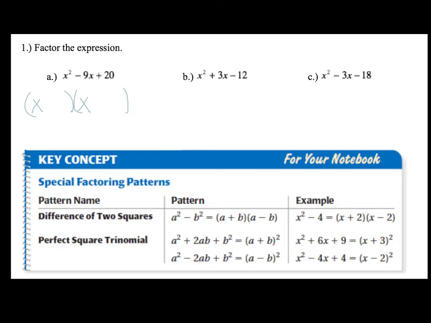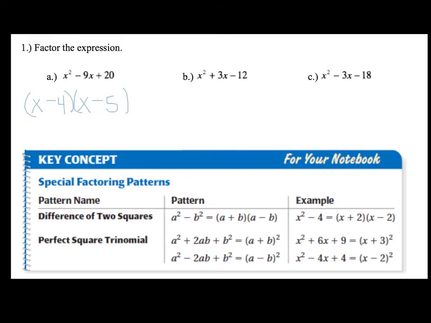So I'm going to fill in 4 and 5. And because this is a positive, but this is a negative, I know that the signs must both be negative, so that it'll multiply to positive 20, but add to negative 9.